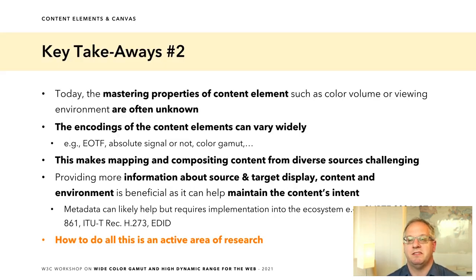This brings us to the second set of takeaways. Today, the properties of content elements such as color volume or mastering conditions are often unknown. But even if they are known, the encoding of the elements varies widely. For example, through the nonlinearity or EOTF, if the signal is absolute or not, or in which color gamut the signal is represented. This makes mapping and compositing content from diverse sources challenging.